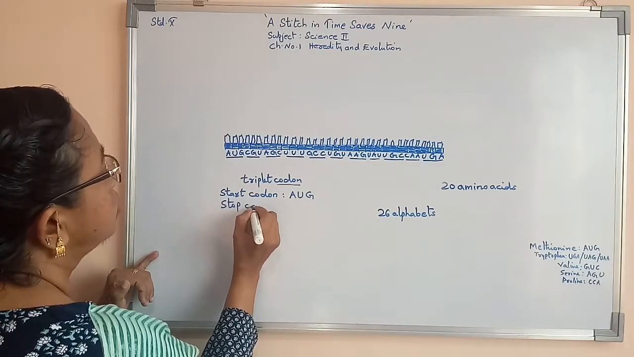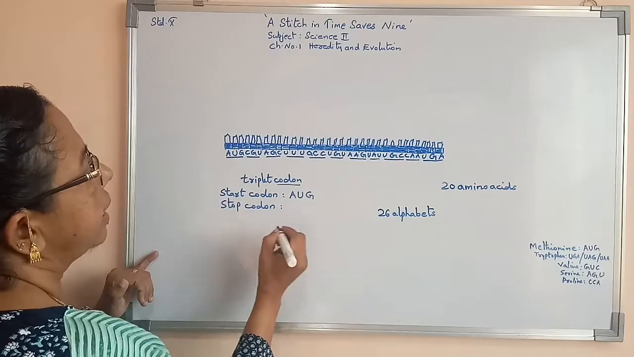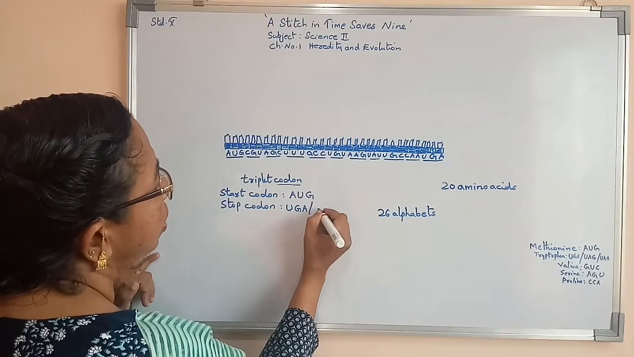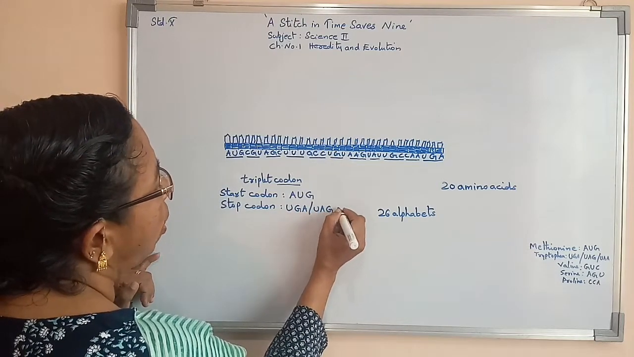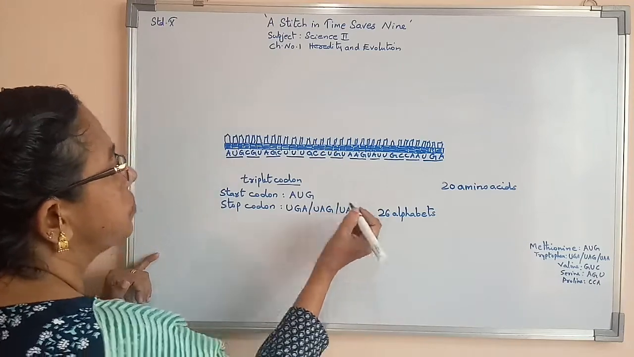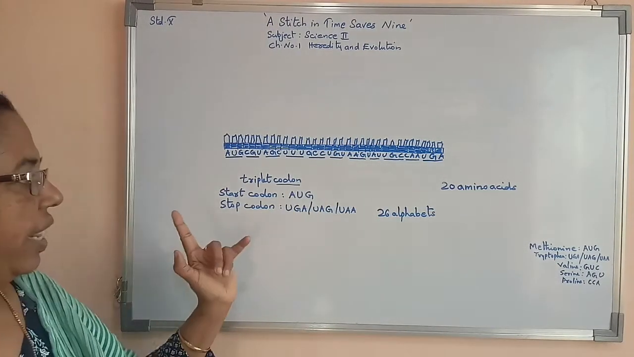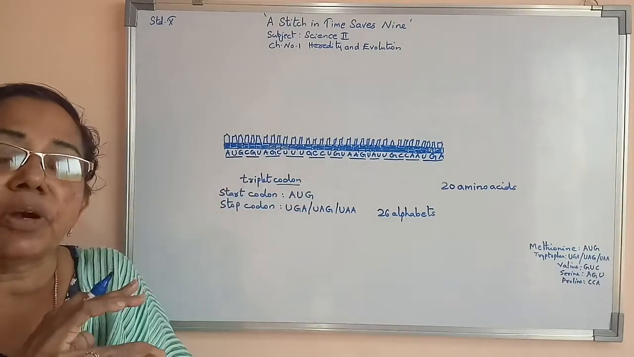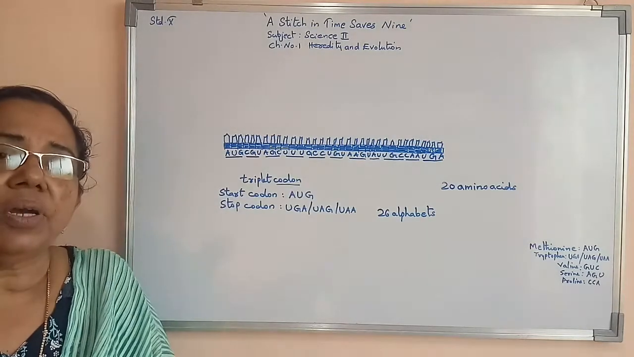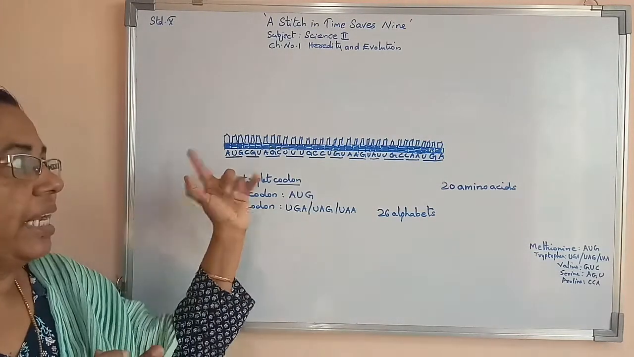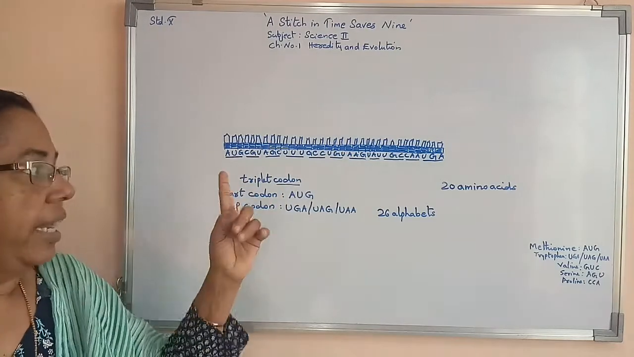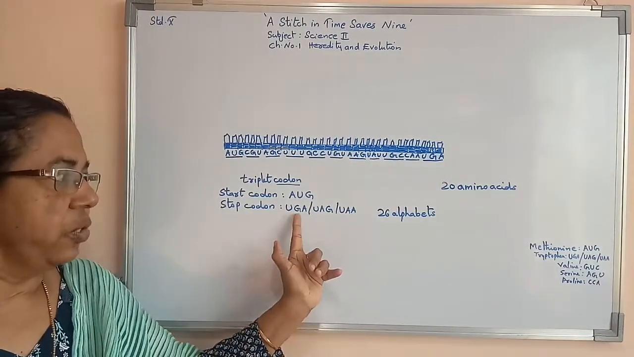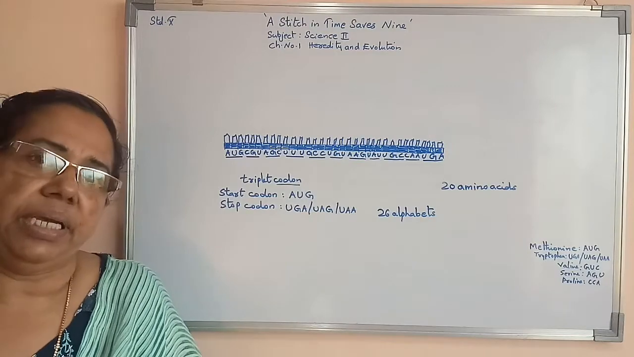Then the stop codon can be UGA or UAG or UAA, any of these. At the ending place, once the process ends, one protein's production is over, so the end codon or stop codon will be there. At the beginning place, the start codon will be there. The start codon should be AUG, and the end codon should be either UGA, UAG or UAA.